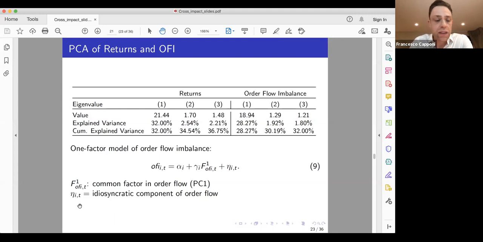This is actually a bit larger than previous studies. So there was one of the major studies in the PCA for returns and OFI was by Hasbrouck and Seppi in 2001. And they found a first principal component explaining about 20%, 21% in returns. The second principal component is much, much smaller and explains 2.5% approximately. And the third component is just over 2%. So the first 3 principal components roughly explain 37% of the variation in returns.